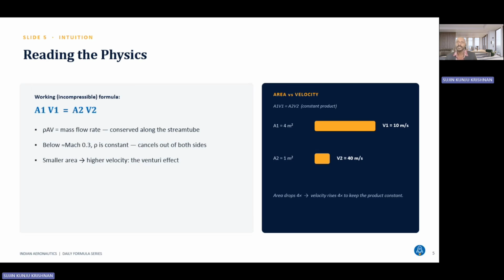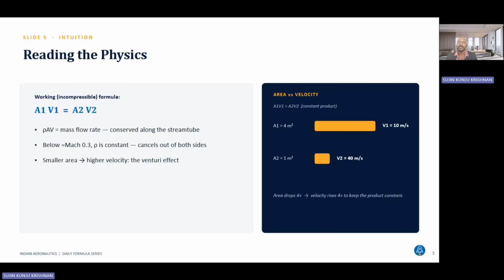So now here is a simplification that makes this formula much easier to use in practice. For low speed flow, anything below about Mach 0.3, which covers most propeller aircraft, cars, wind tunnels, and everyday airflow, density barely changes at all. So we treat it as incompressible, meaning rho is constant. When rho cancels out from both sides, the formula becomes much simpler. A1 V1 equals A2 V2. This is the version you will use in almost every basic problem.